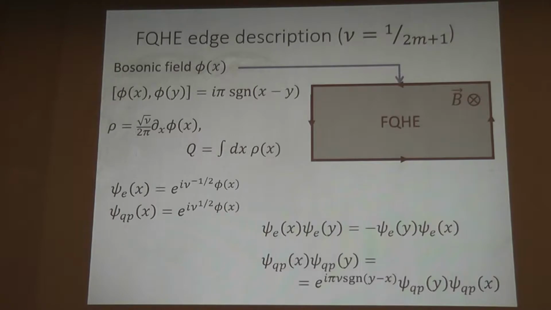Formally, the quantum Hall edge, again in the simplest cases, is described by a single bosonic field, which has some commutation relations. Charge density can be expressed through this bosonic field, and that's going to be important in this talk. Electrons and quasi-particles are some exponents of this bosonic field, and one can check that they indeed obey the correct statistics relations.